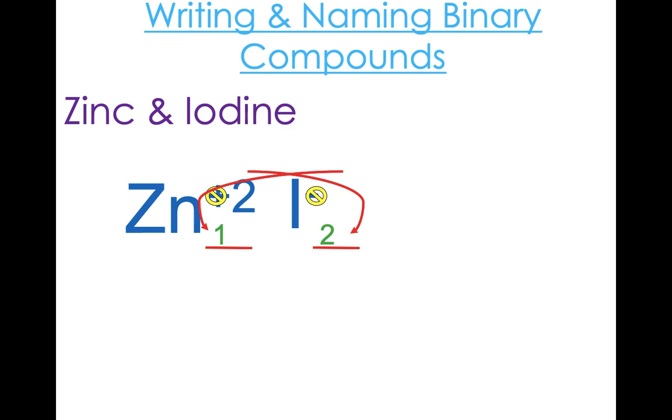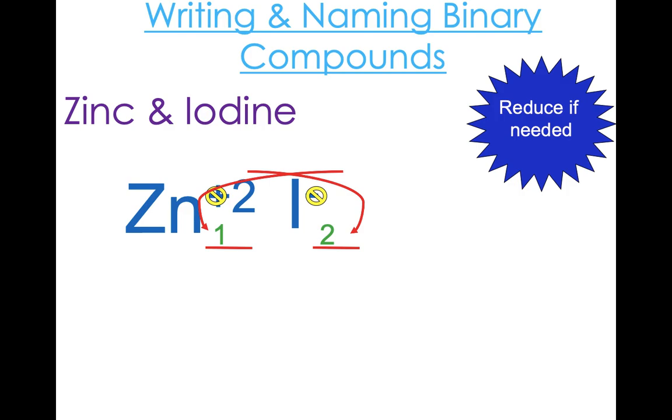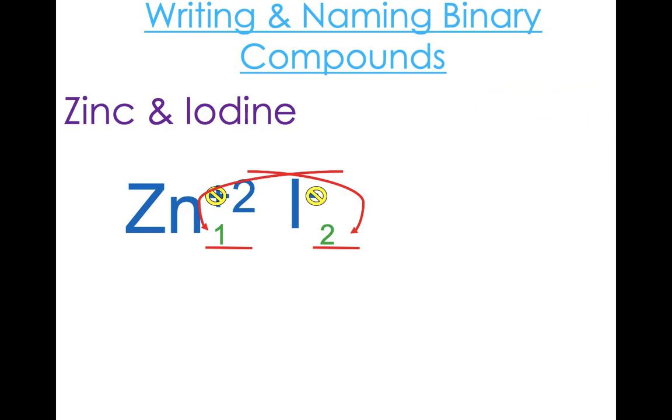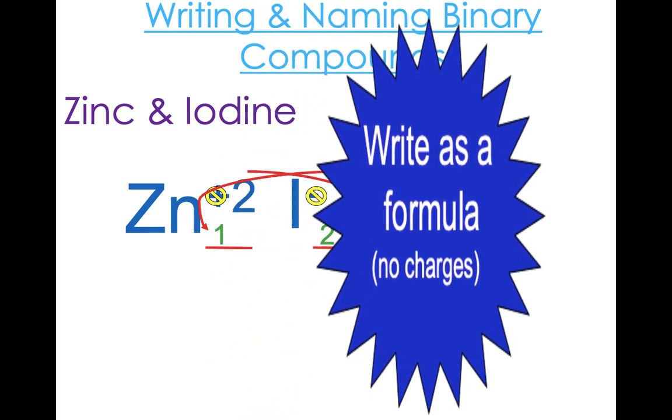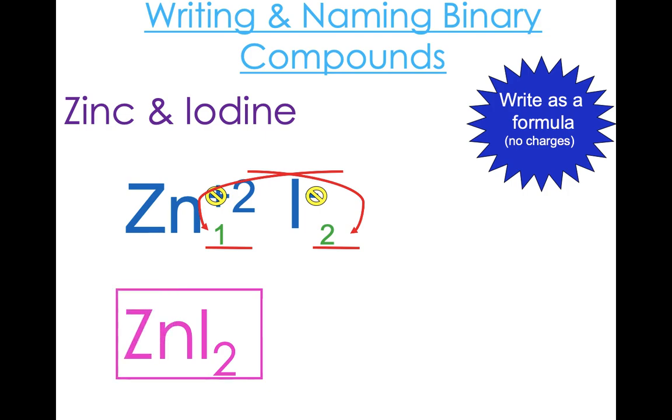So we also need to consider, does this need reduced or not? Well, we can only reduce what we wrote down on those red lines. You can add that to your scratch book if it helps. Does a 1 and a 2 get reduced? No, it does not. So we're going to write our formula now. Ignore this, no charges, just neutral, no superscripts. So Zn with a subscript 1, which we do not write, and iodine with a 2 subscript.